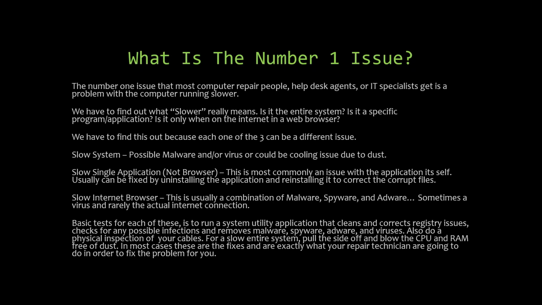We have to find out because each one of these three can be different issues. A slow system could be a possible malware problem or virus, or could be a cooling issue due to dust building up on the heat sink to the CPU or even on the RAM. A lot of the newer RAM has a heat sink on it, and it does get very, very hot. If it can't get air, it gets extremely hot, which causes the system to overheat and shut down. As it's in the process of overheating, your system will get slower and slower because it throttles the system back to keep from getting hotter and hotter and possibly damaging itself.